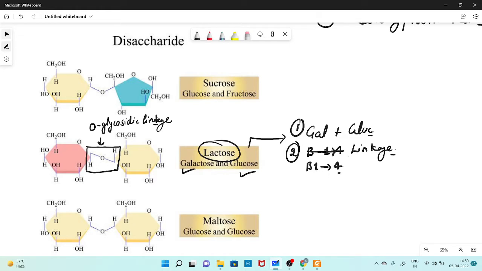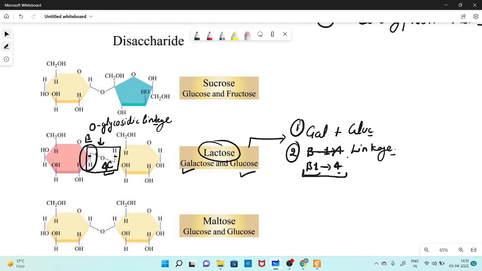1,4 glycosidic linkage. How? If you see in the structure, your first sugar molecule here is in the beta anomeric form, right? And it is making the bond with the next sugar at the position of the fourth carbon. So this one is the anomeric one, beta 1, and the fourth carbon position of the second sugar unit, that one is called beta 1,4 linkage. So this bond is formed between the two sugar molecules at the beta 1 and 4 position. So this is the second answer.